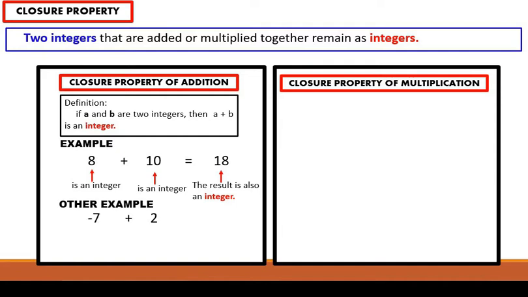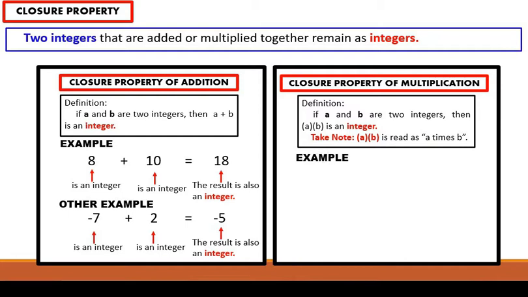Another example, negative 7 and 2 are both integers. So if you add negative 7 plus 2, you will get negative 5, which is also an integer. Okay? Next, the closure property of multiplication is just the same. If you multiply two integers, the product is an integer. Remember, we seldom use the multiplication symbol x. In algebra, we use parentheses, and this is read as a times b.